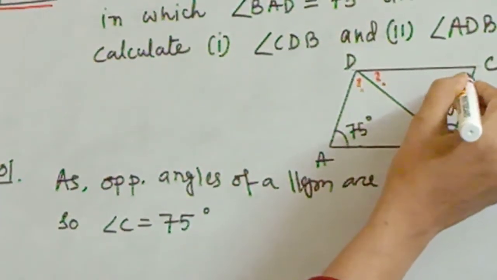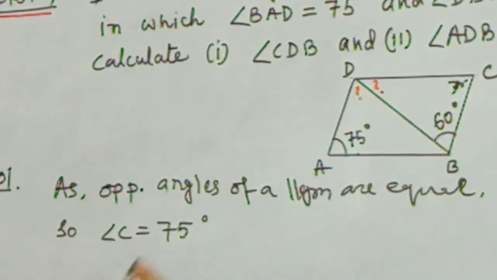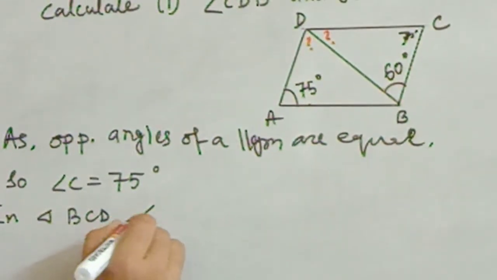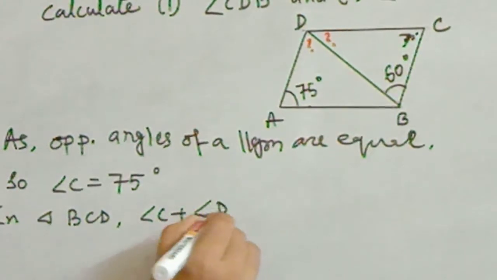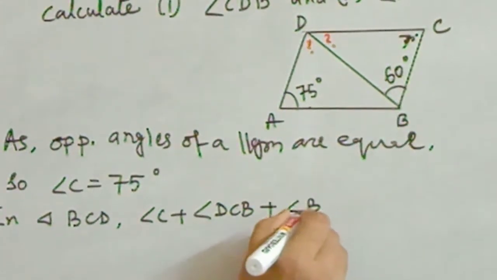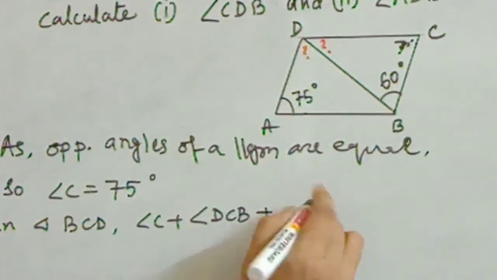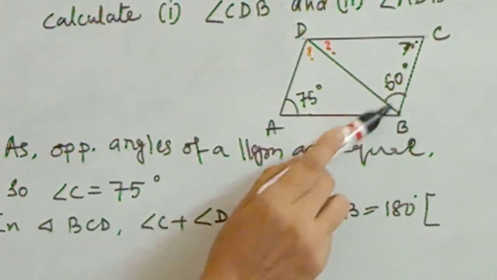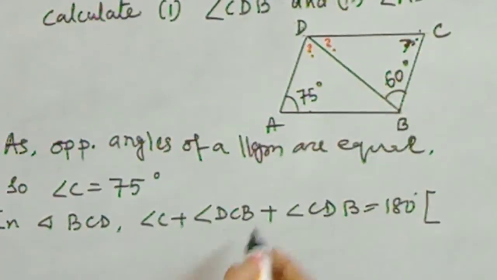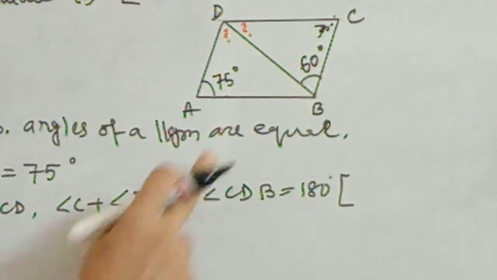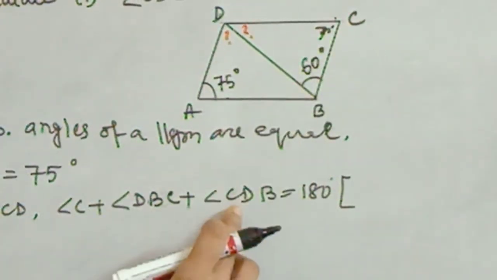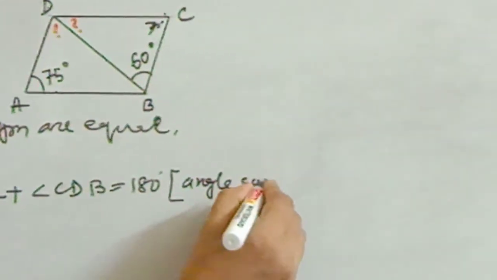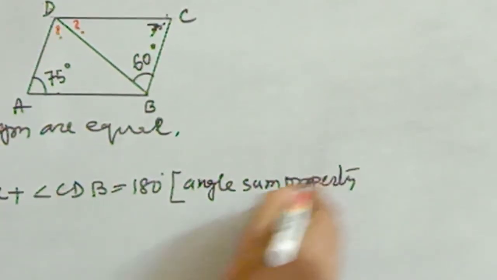Now if C is equal to 75 degrees, then in triangle BCD, angle C plus angle DBC plus angle CDB is equal to 180 degrees. Reason is the angle sum property of a triangle.